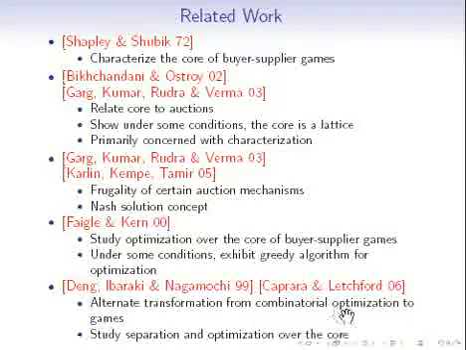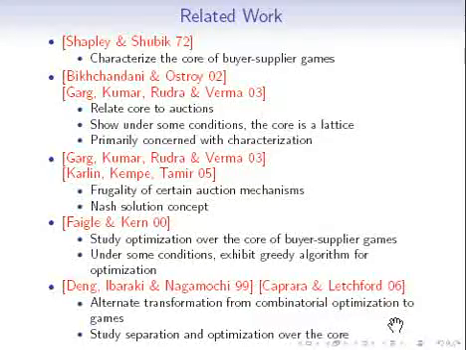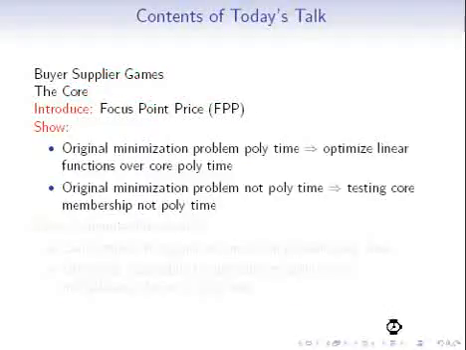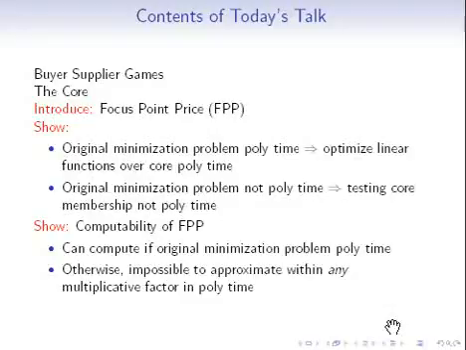So there's been at least a couple of papers that study an alternate transformation from combinatorial optimization to games. And they as well study separation and optimization over the core in this alternate transformation. Okay, so let's get to actually looking at optimization over the core and a specific example of focus point price.